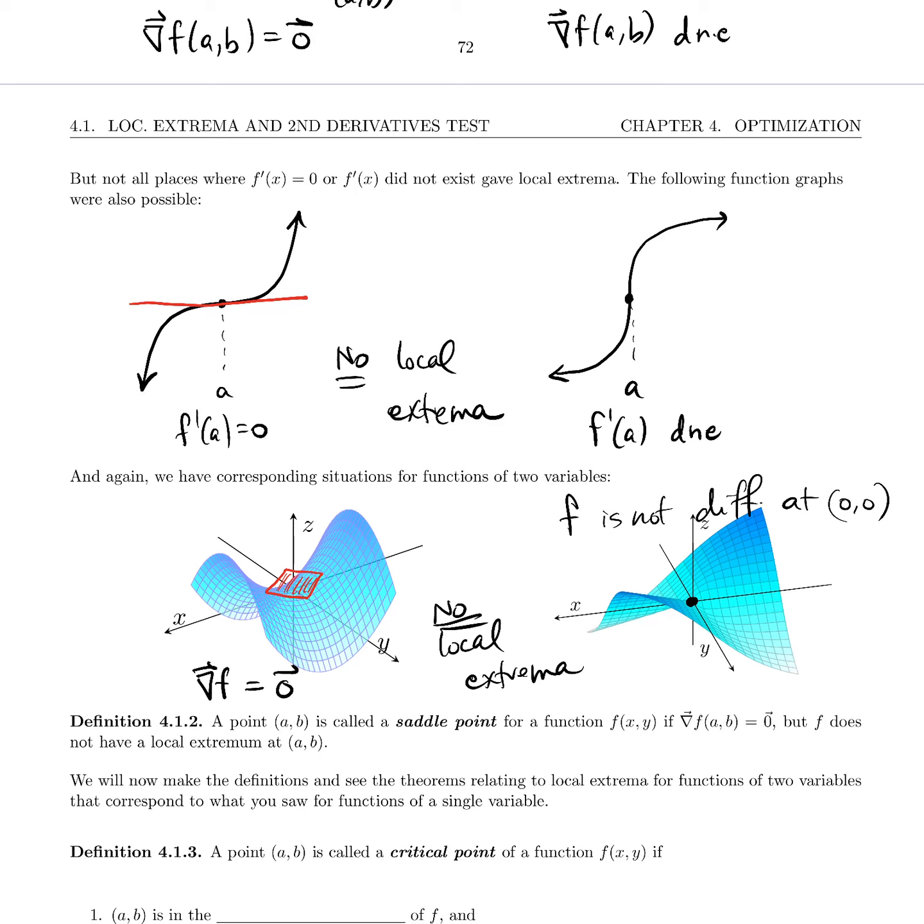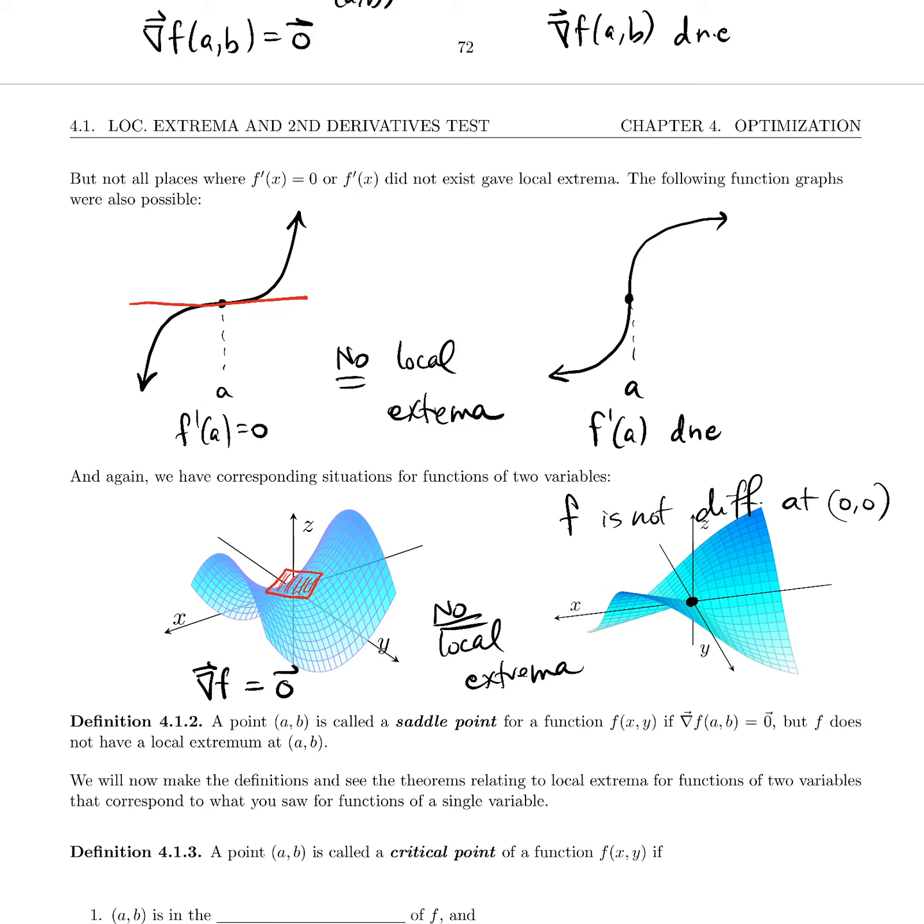So like you did in Calculus 1, you had to figure out how to distinguish between cases where the derivative was 0 or did not exist that led to local extrema and those that didn't. We will do that in another video.